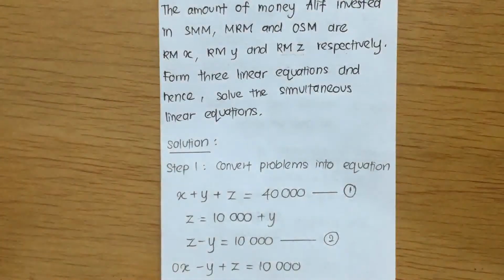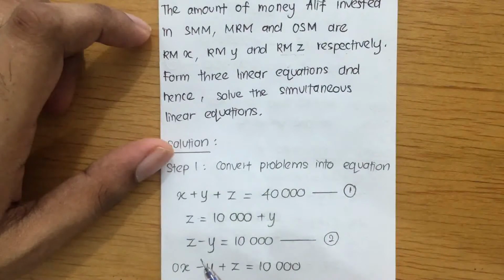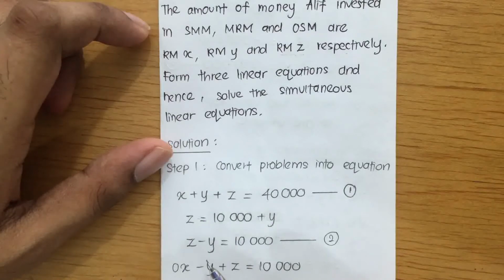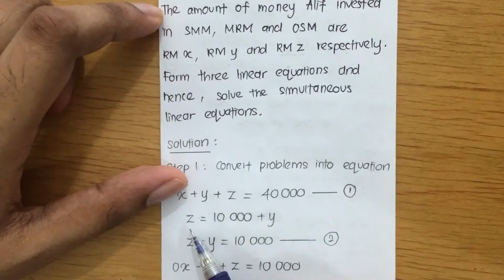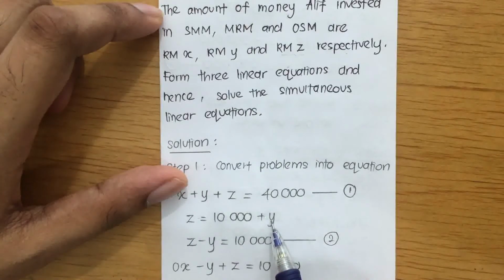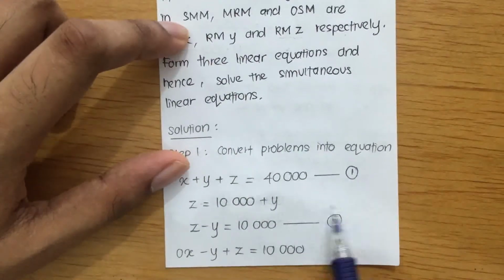As for the second problem statement, they mentioned that the amount of money Alif invested in OSM is 10,000 ringgit more than MRM. OSM in this case is z, MRM is y. So z is equal to 10,000 plus y. So when you take z, you minus y, you should get 10,000. So this will be your second equation, guys.